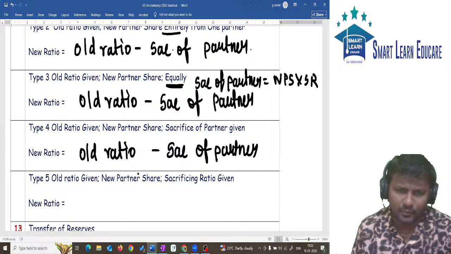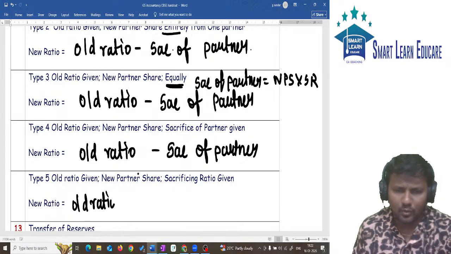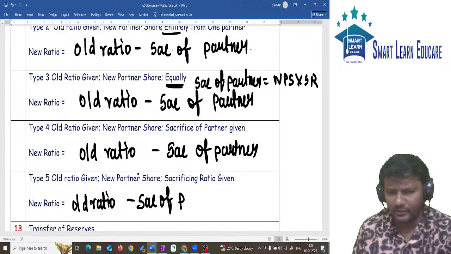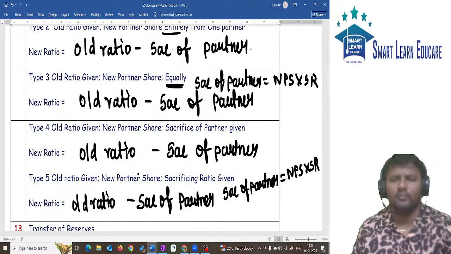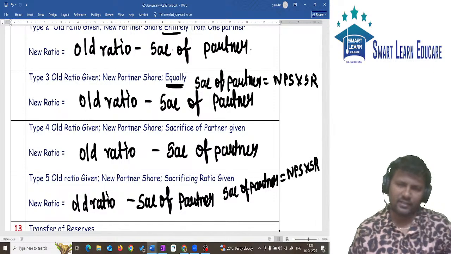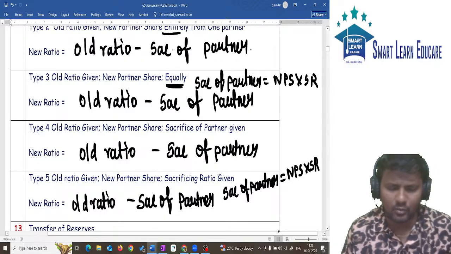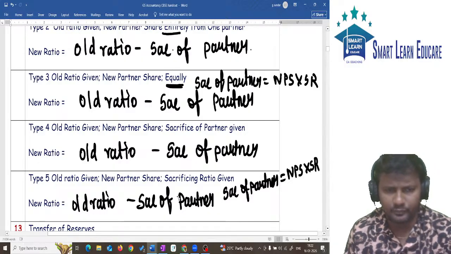The last type, the same: new ratio is equal to old ratio minus sacrifice of partner. Sacrifice of partner is equal to new partner share into sacrificing ratio.